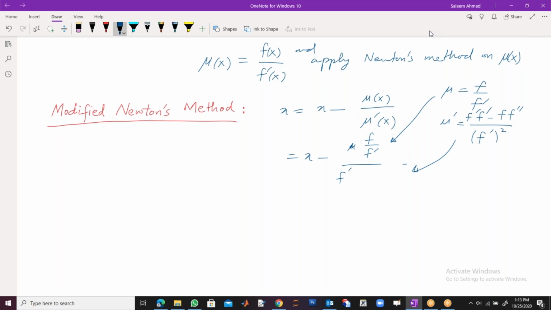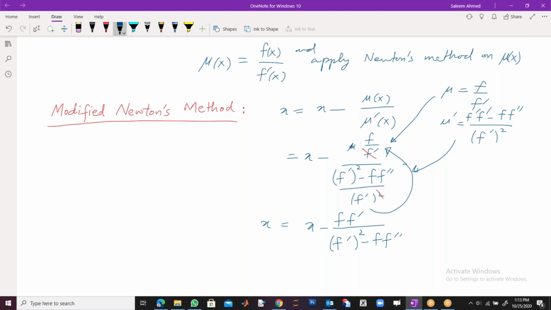So f prime becomes f prime squared minus f double prime, divided by f prime squared. So one f prime is cancelled with this square, and then the remaining f prime will come here. So I got x minus f from here, and this f prime comes up with f, so f prime divided by f prime squared minus f double prime. So this is the modified Newton's method.